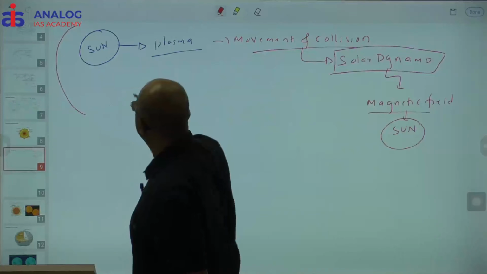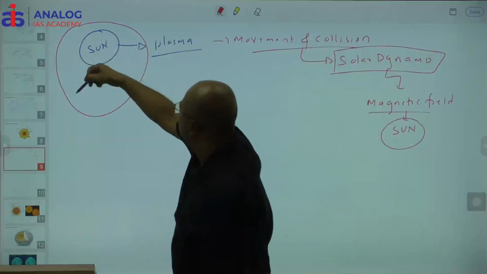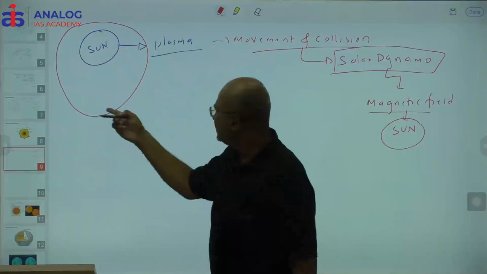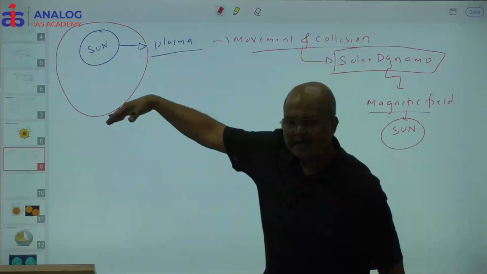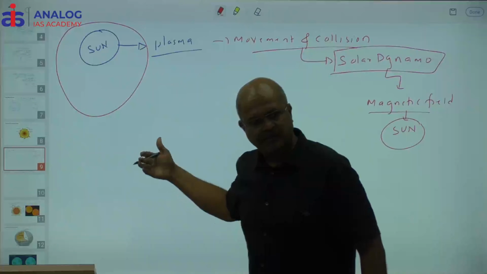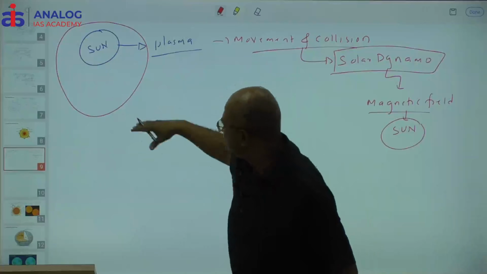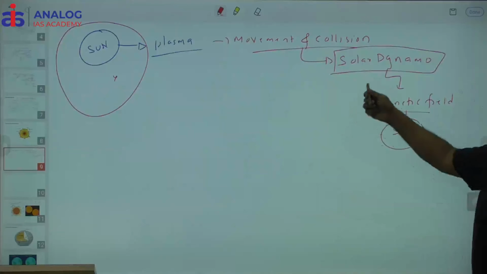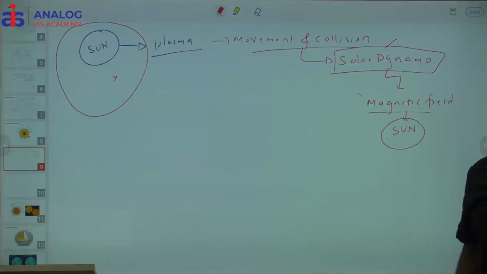The sun will have its magnetic field up to this region. Refer to that as the heliosphere, the sun's impact. And after that, its impact will be less. After that, another star's influence begins, and this portion becomes interstellar. Every star will have its own magnetic field, and this is the solar dynamo mechanism.